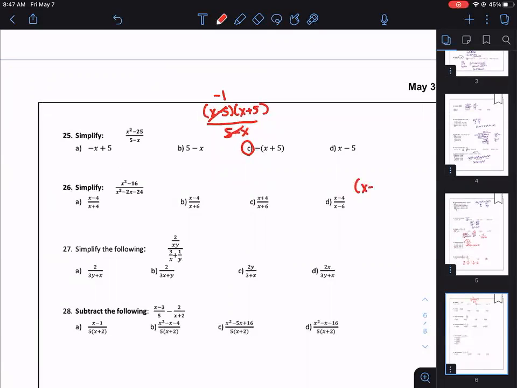26, again, a little more factoring. The x plus 4s will reduce, and we are left with x minus 4 over x minus 6.